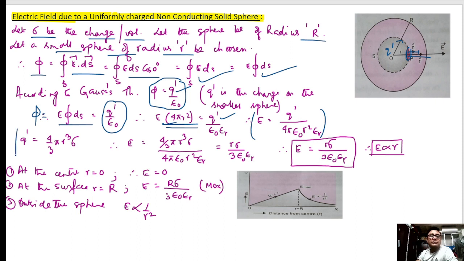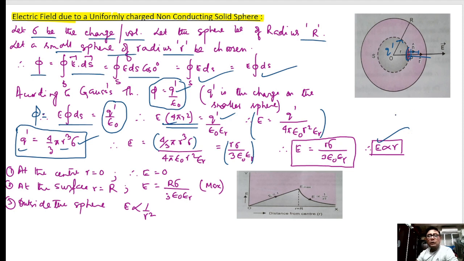And now, what is q dash? We know sigma is the charge per unit volume. So what is the volume of this inner sphere? 4 by 3 pi r cube. So that is the total charge. So let us put it here, q dash. After simplifying we get this. So this shows that the electric field is directly proportional to the distance from the center.